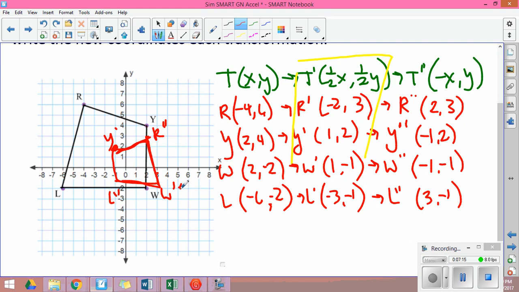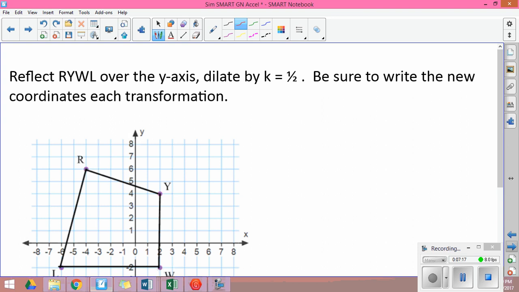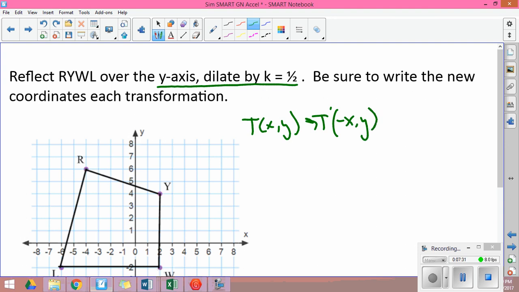Now, the question is, what happens if we do the reflection in the other order? So if I first do opposite x, y, reflect over the y-axis, then I shrink it by 1/2. What will happen to my coordinates? So I'm going to pause the video, do this work, you do the same, and turn it back on when you have calculated your R double prime, Y double prime, W double prime, and L double prime.